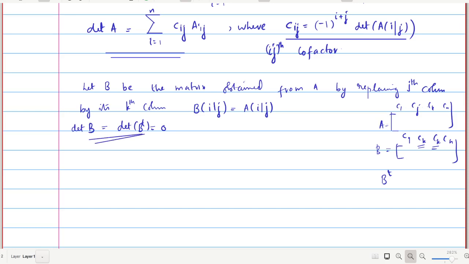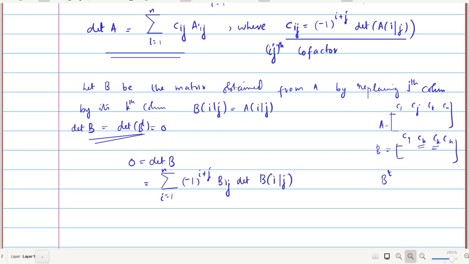So these are the observations. When you replace the jth column of A by the kth column of A, you get a new matrix B with this property, and its determinant is 0. How will you write the determinant of B? Using the definition, it is the summation over i from 1 to n of (-1) raised to i plus j, Bij, times the determinant of Bij.